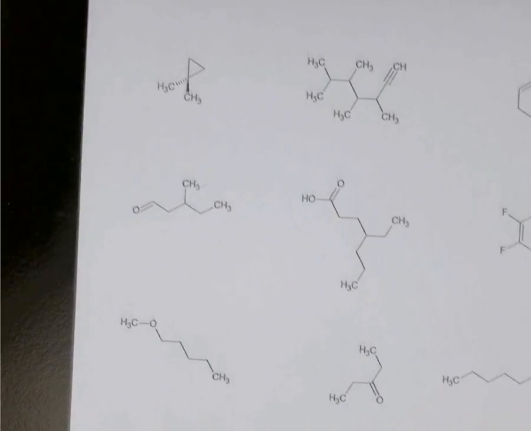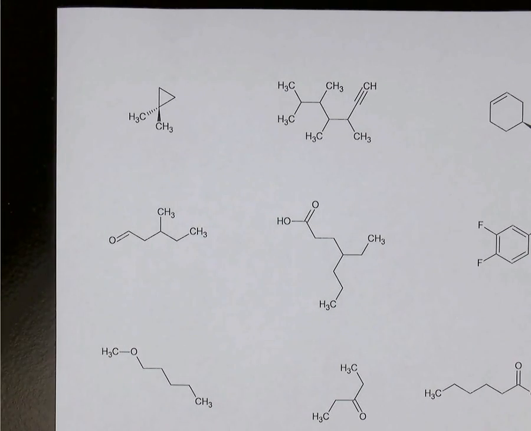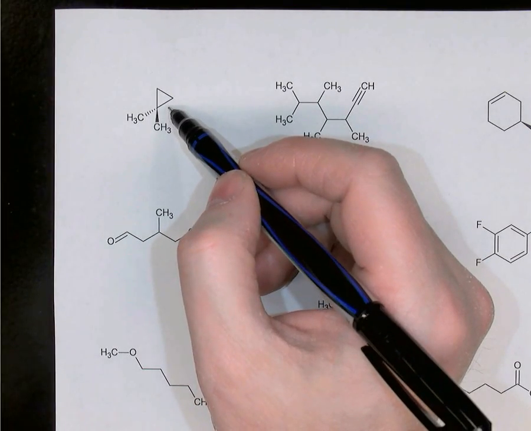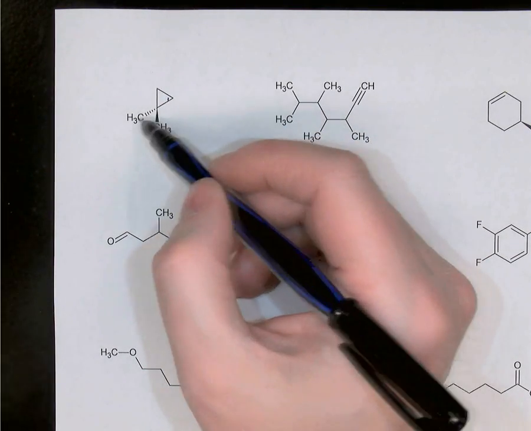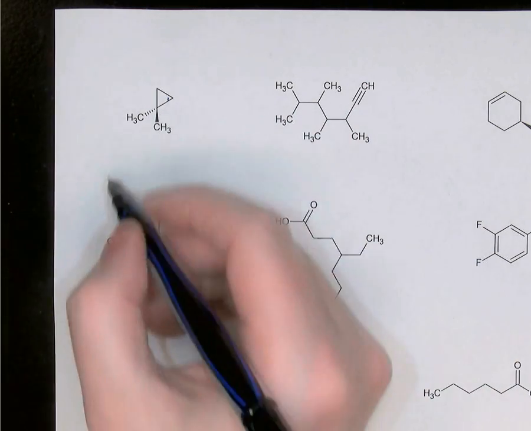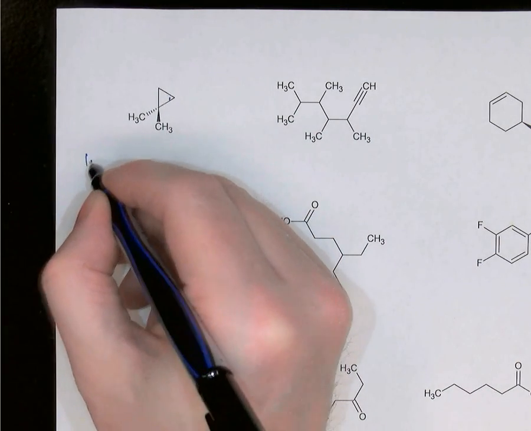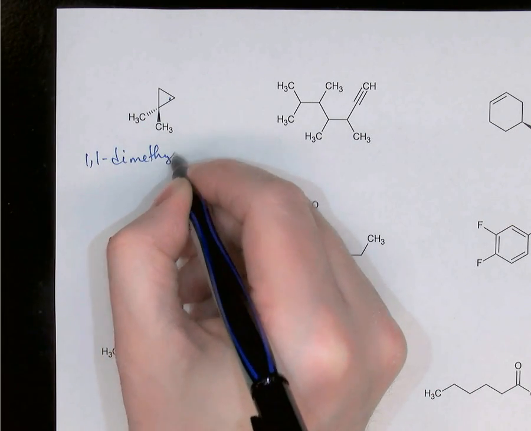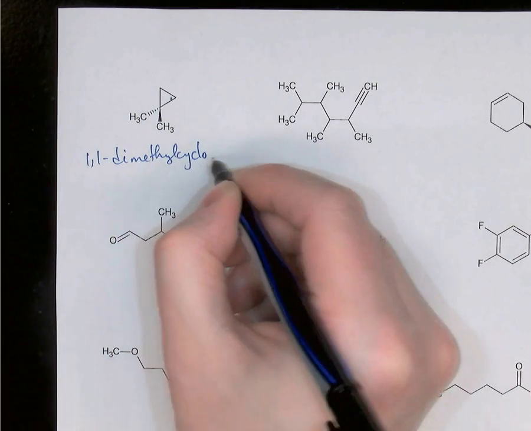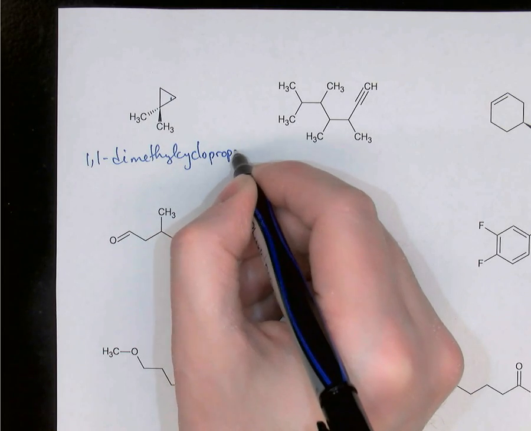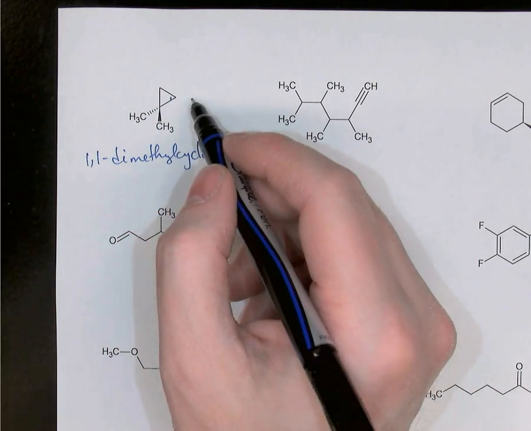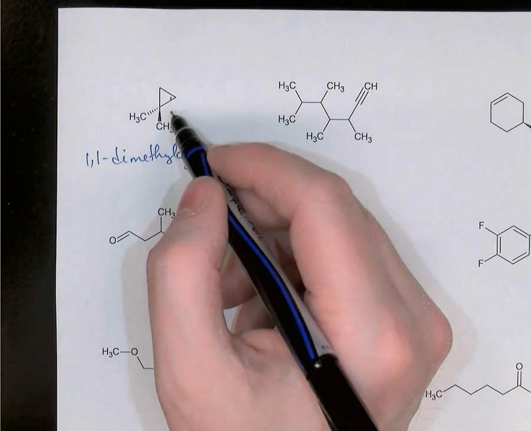Last page. So we have a cycloalkane, specifically cyclopropane, with 2 methyl branches on the first carbon. So this would be 1,1-dimethylcyclopropane. We have to say 1,1 because there could have been a 1,2. Could have been on neighboring carbons.